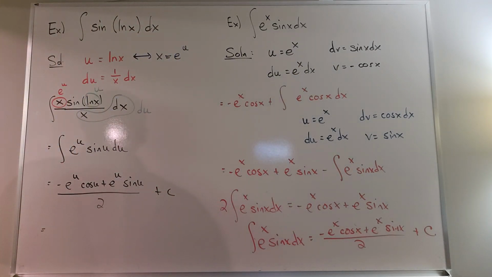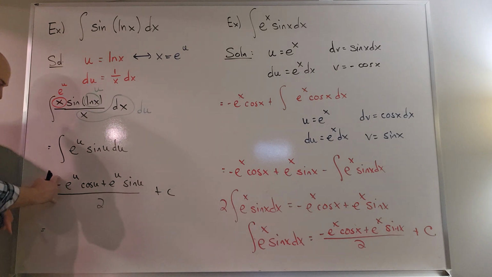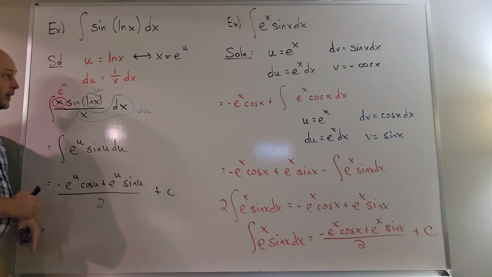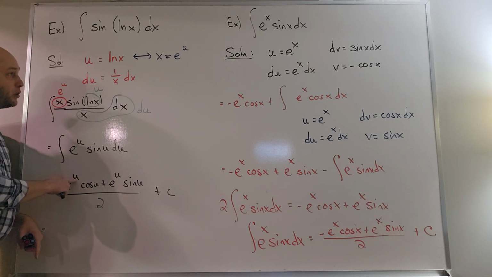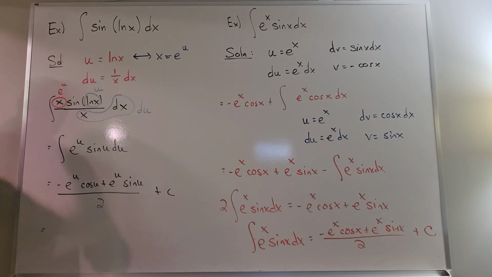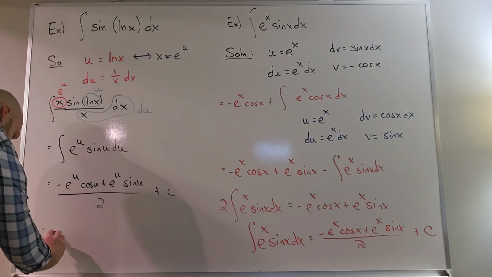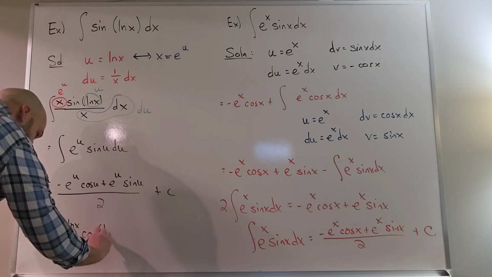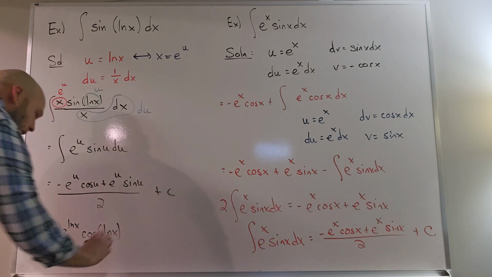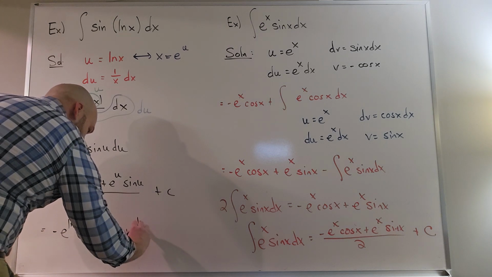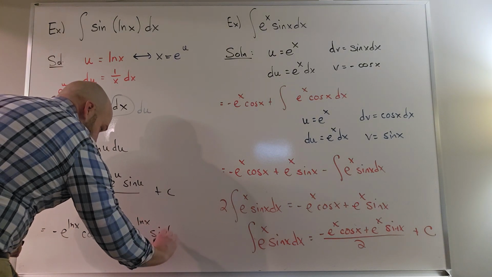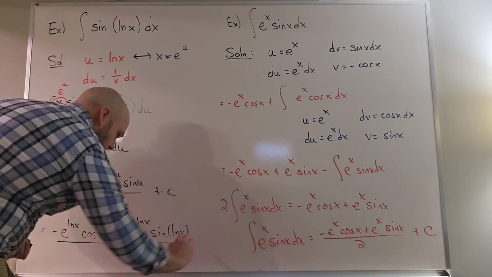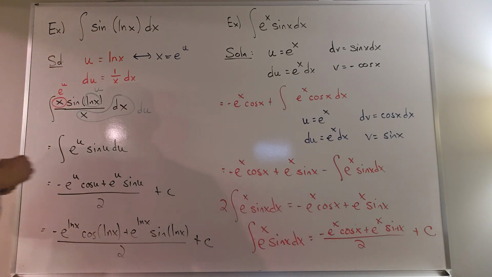And then finally, I have to convert this. I call this informally my u antiderivative. I have to convert it back to an x antiderivative, and I simply do that by replacing every u with the natural log of x. I get negative e to the natural log cosine of the natural log plus e to the natural log sine of the natural log, all over 2, and then plus c.